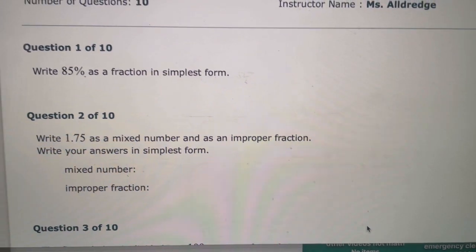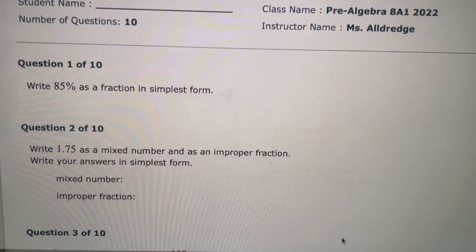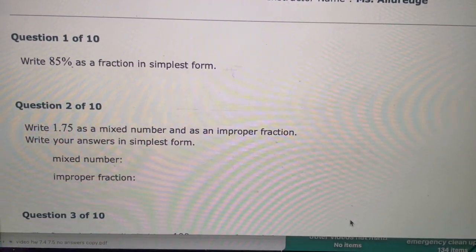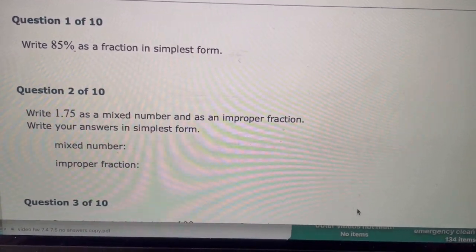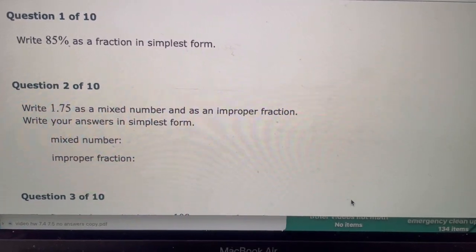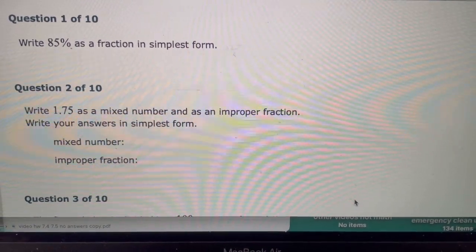Okay, so everybody, we are doing 7.4, 7.5, and this is the video worksheet. The first problem is 85% as a fraction in simplest form. This should be a very quick lesson.